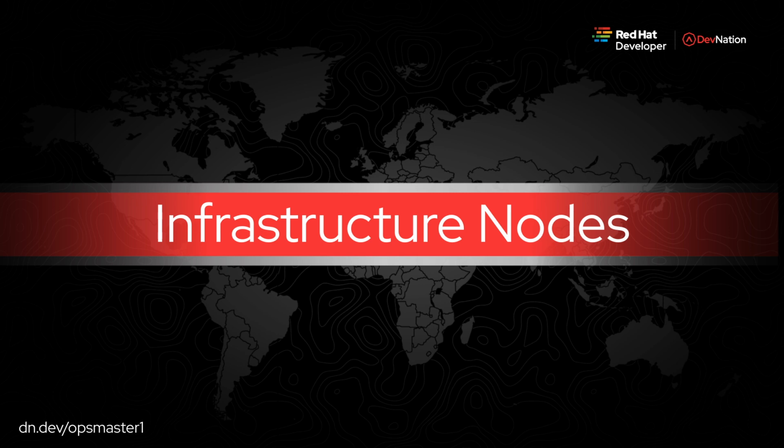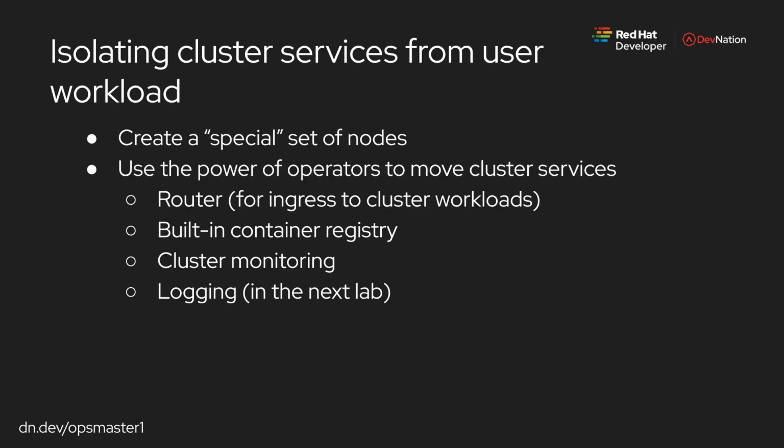Infrastructure nodes are this special thing where they're just regular nodes, but you're only going to run certain components on them. And those certain components are the built-in container registry, the router, which is used for ingress, the cluster monitoring solution, the cluster logging solution, and a couple other various components. These are things that Red Hat considers infrastructure that we don't charge you for.